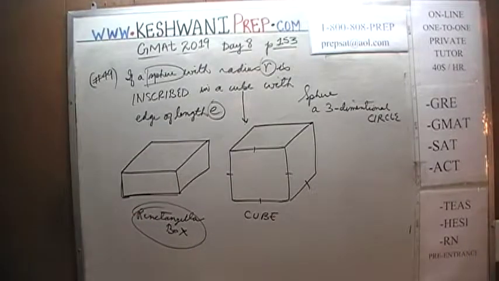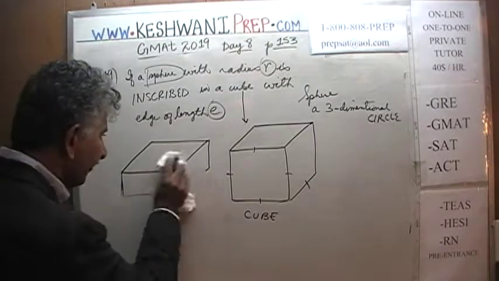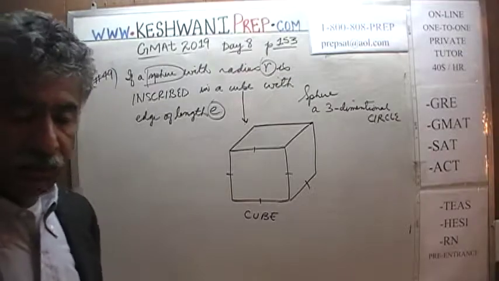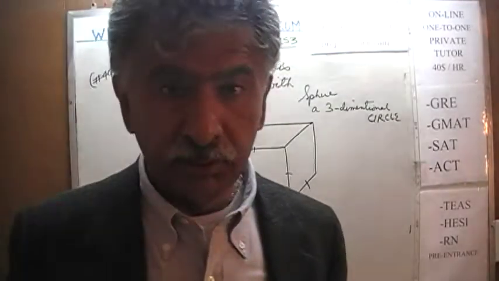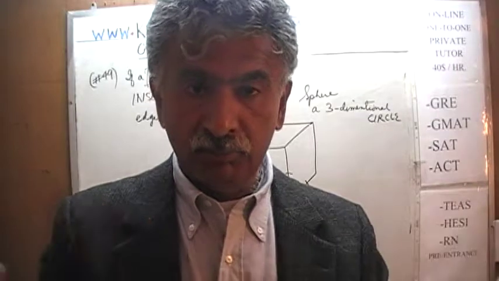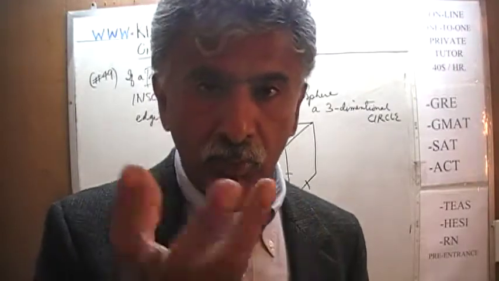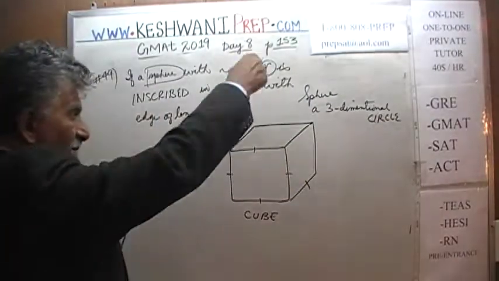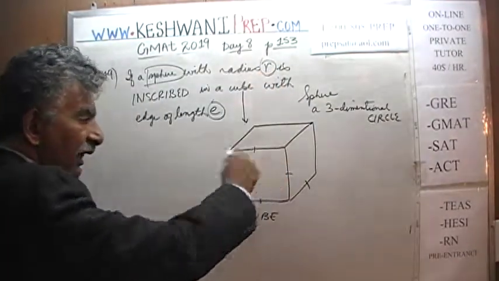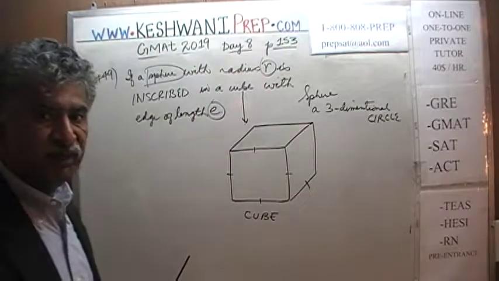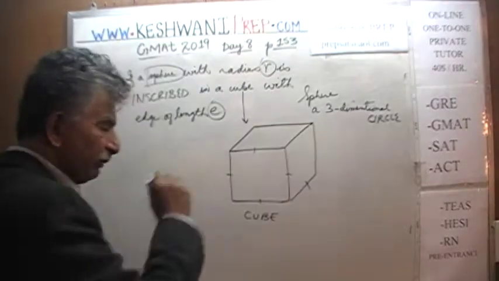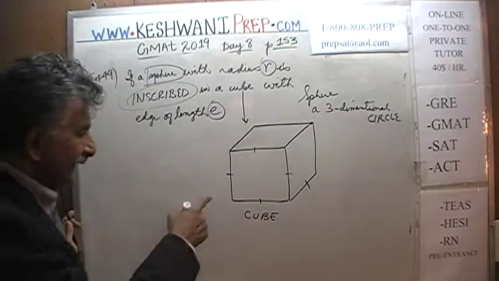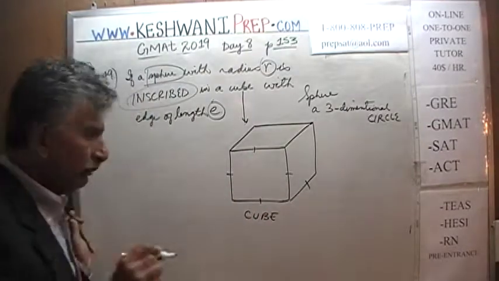A cube is simply a three-dimensional square. The sphere is simply a three-dimensional circle. So what's going on here? A three-dimensional circle would obviously be a ball. Any kind of ball that you have, a bowling ball or baseball, any kind of ball, is a three-dimensional circle. It's a sphere. So what we're going to do is drop the sphere inside the box such that it fits perfectly. That's what it means to be inscribed. Inscribed means it's going to touch the outer walls at just one point, like this.